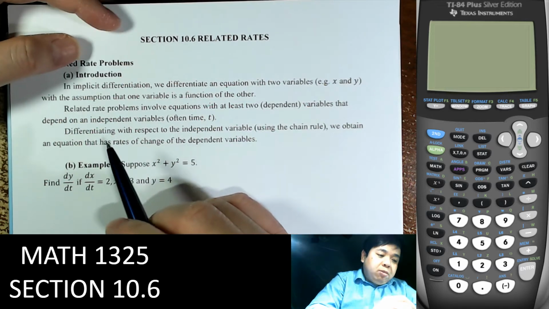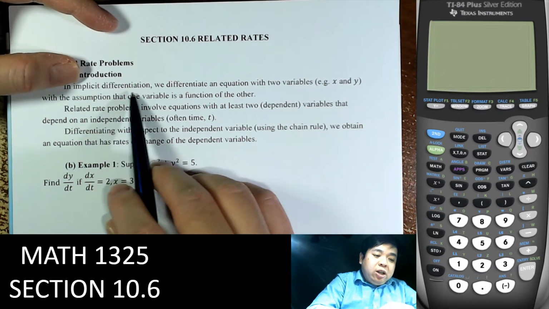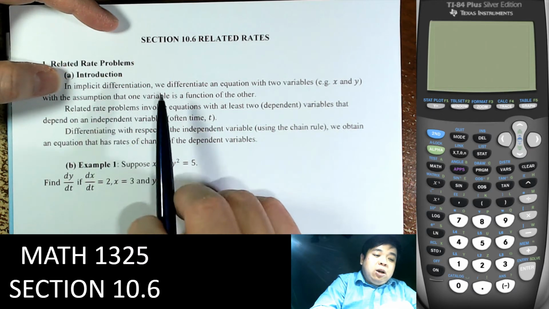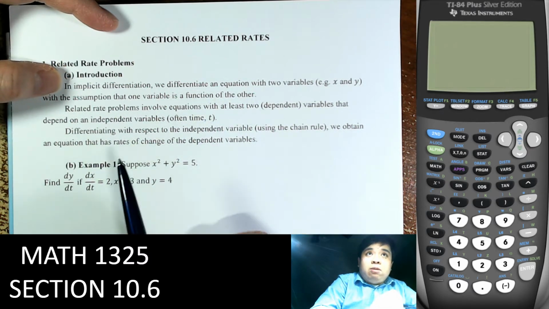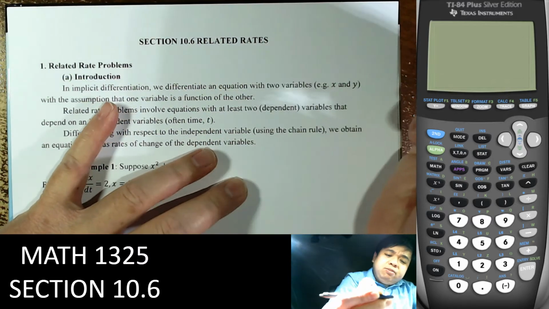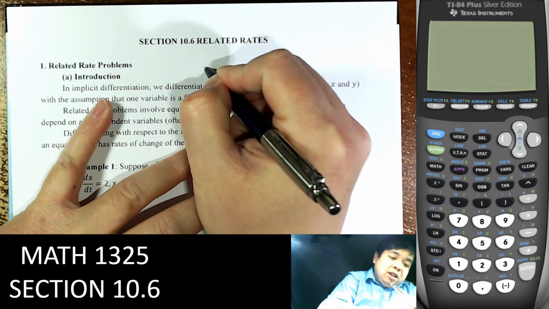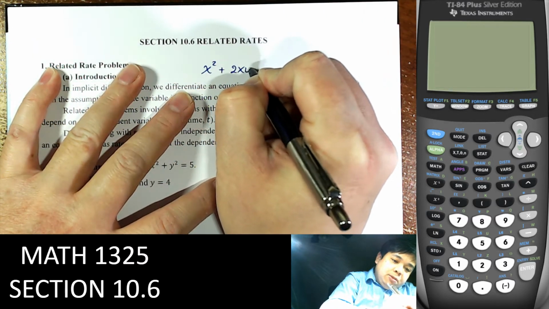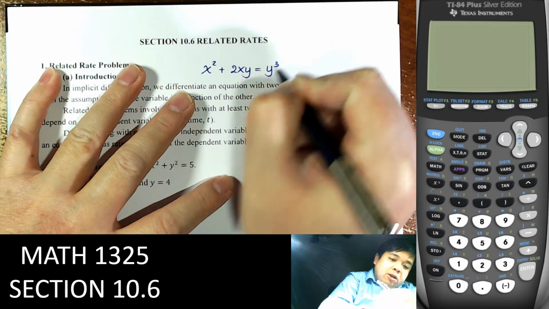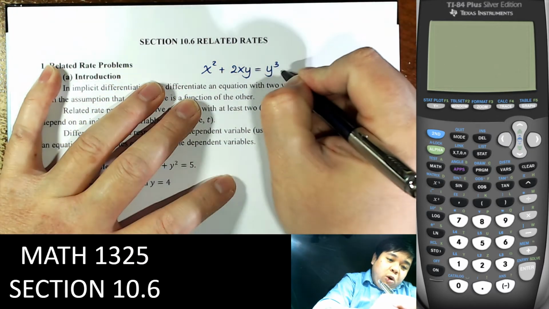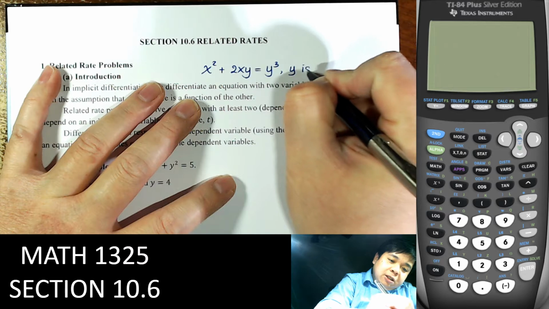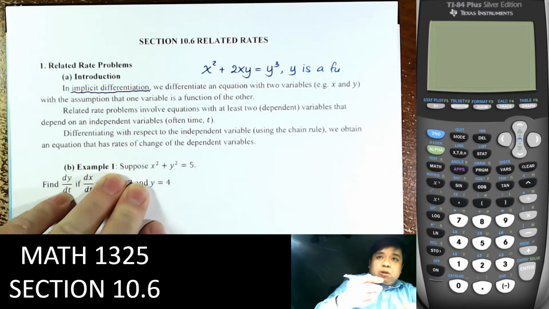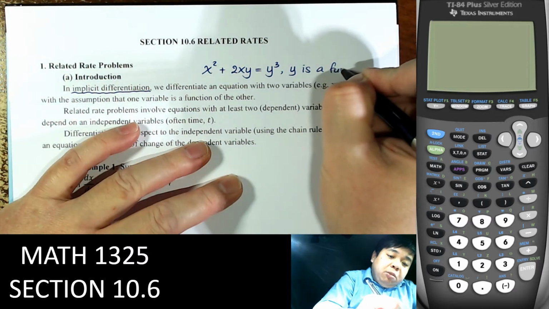Related rate problems. In implicit differentiation, we differentiate the equation with two variables, x and y, and we assume that one variable is a function of the other. So when we have an equation of x and y, something like this, we assume y is a function of x. That is implicit differentiation, the type of problem we did in the previous section.